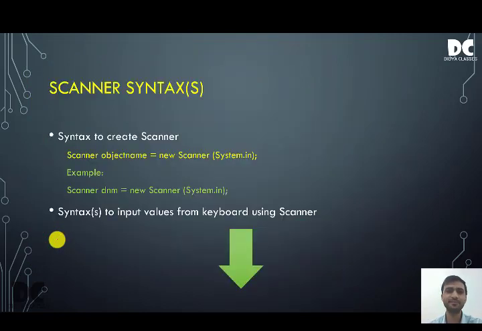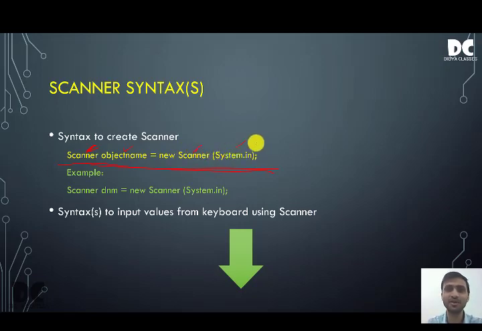Similar to buffer reader, there is also scanner, which we had already studied in class 9. If you are not remembering, please go to chapter 4 of class 9 and revise it. What is the scanner? So here, instead of buffer reader, if you can remember, we had written buffer reader object name equal to new buffer reader, new input stream reader, then system.in. Here the sentence is almost the same. Instead of buffer reader, you have to write scanner. So scanner object name equal to new scanner and system.in.